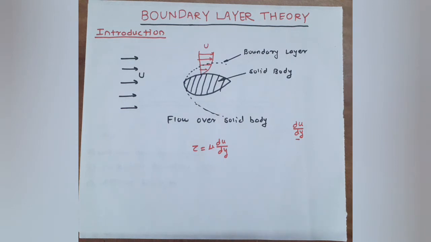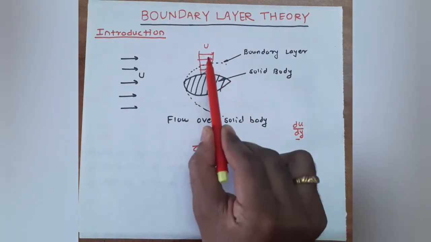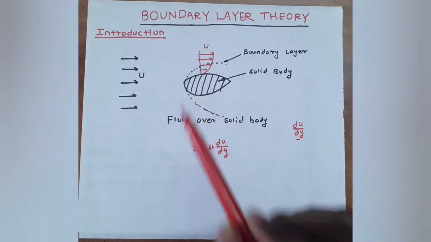The value of shear stress we can calculate by using Newton's law of viscosity, and the equation is shear stress equals mu, the dynamic viscosity, times the velocity gradient, that is du by dy. Up to, or nearer to, this region the velocity gradient is present.